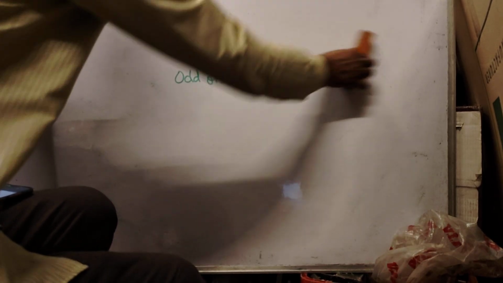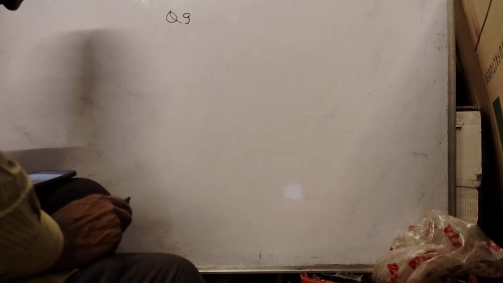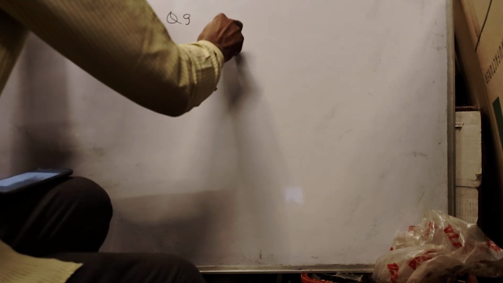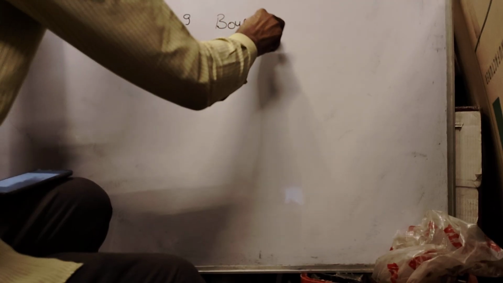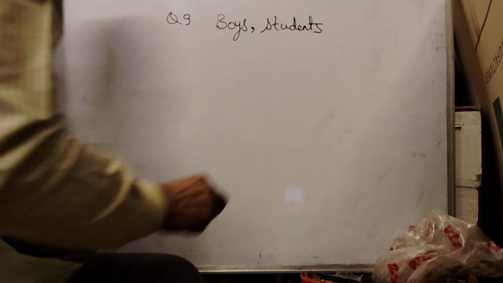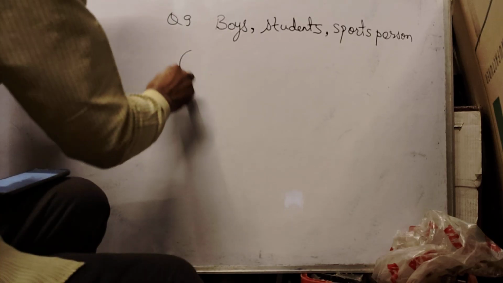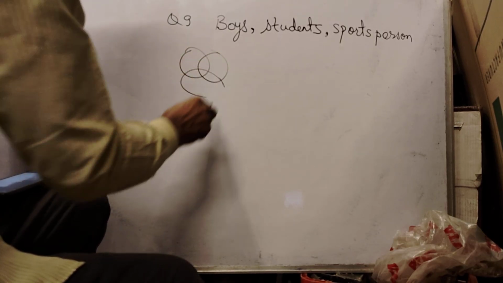Next, come to question 9. I think it's A here. There are three circles, and three circles indicate boys, students, and sports person. Venn diagram: boys, students, sports person. So A is given in this way.